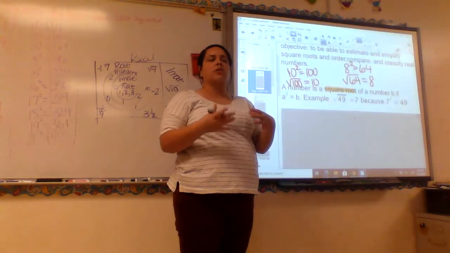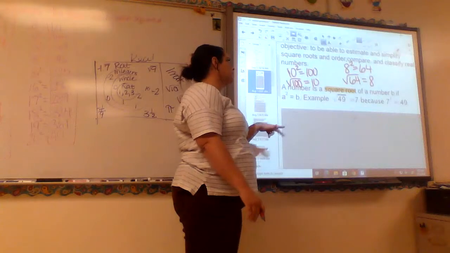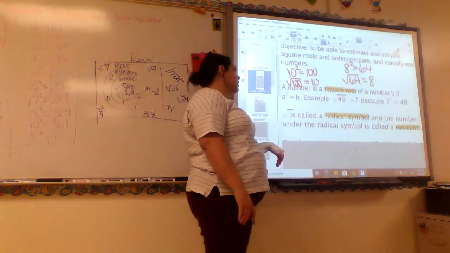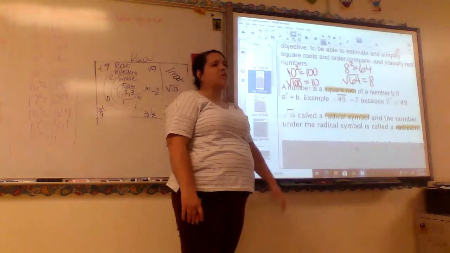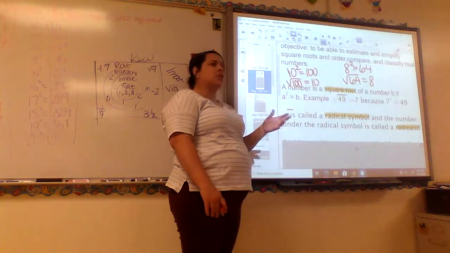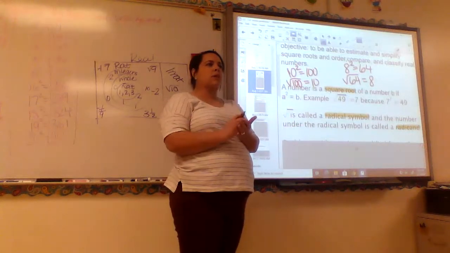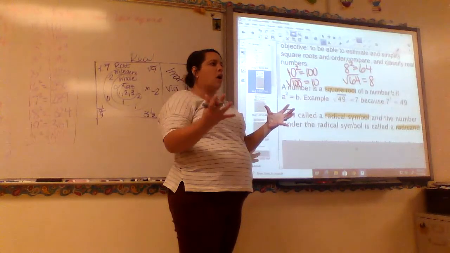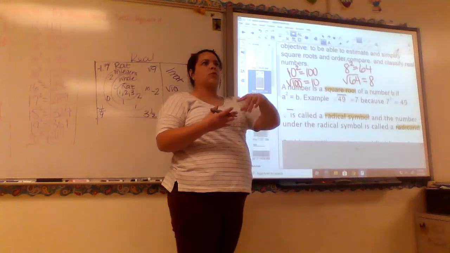They're opposites. They undo each other, just like addition and subtraction. A couple words that you might see in your book is radical symbol. Radical symbol is just that square root symbol. Radical symbol is something that talks about all square roots, cube roots, fourth roots.